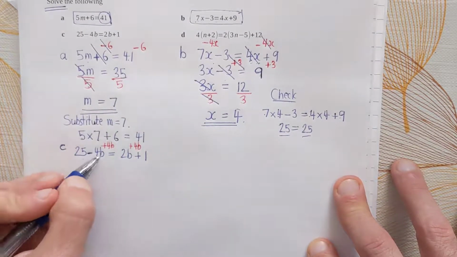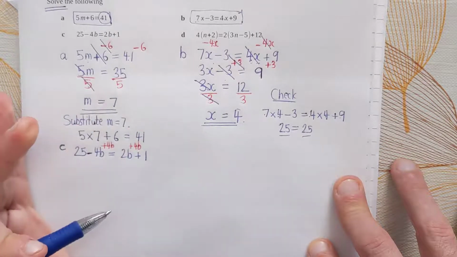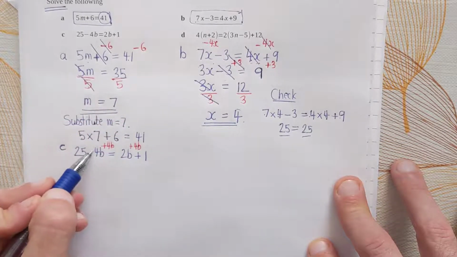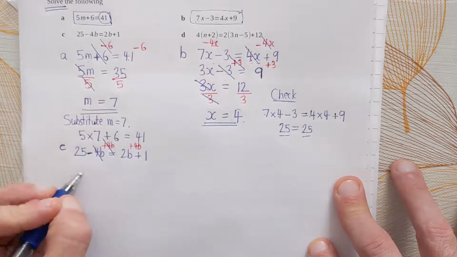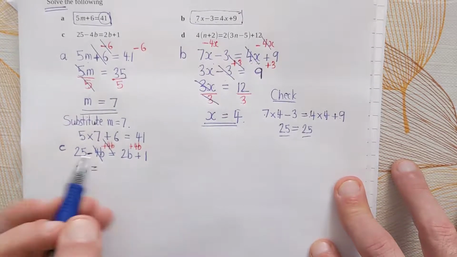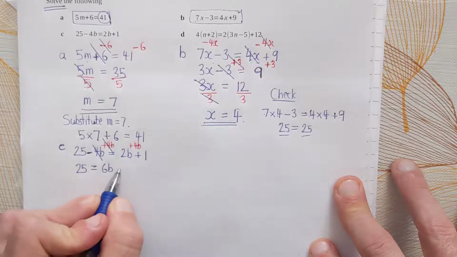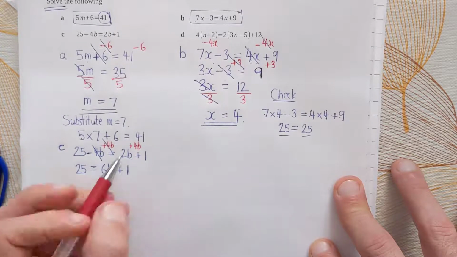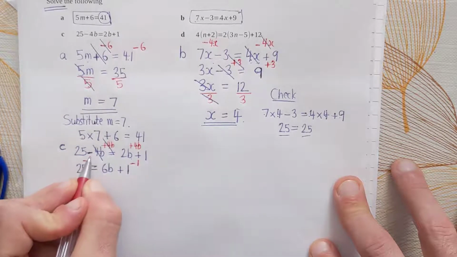Why? Because this will make the negative term disappear. So the minus 4b will completely vanish and we don't have to deal with the negative number. Okay, so minus 4b plus 4b cancels. We're left with 25. And on the right hand side, 2b plus 4b is 6b, and then plus 1. We want to cancel the plus 1, so we take away 1 from both sides.